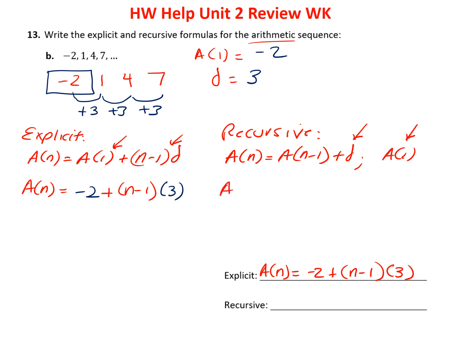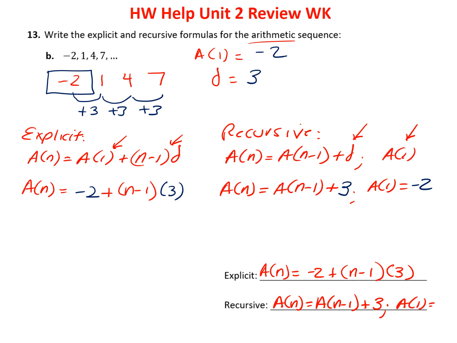So my answer is the nth term a_n equals a_(n-1) plus, and in this case, my d is 3. And then I state that my a1 equals minus 2. And so there's my recursive formula: a_n equals a_(n-1) plus 3, and I state that a1 equals minus 2.